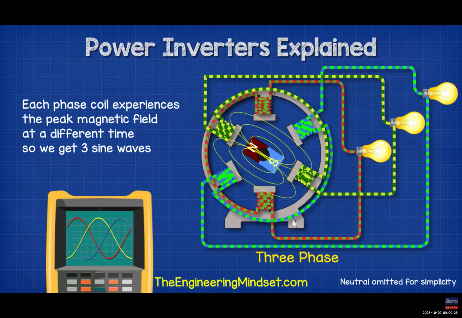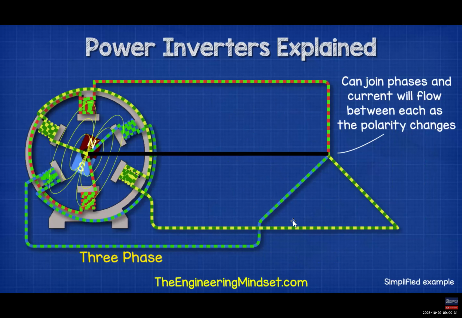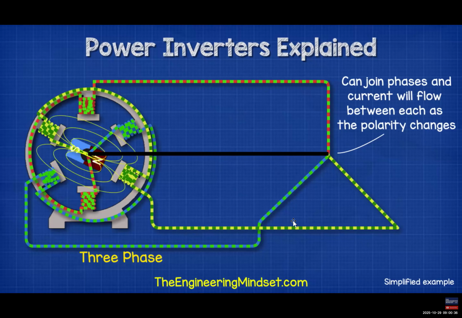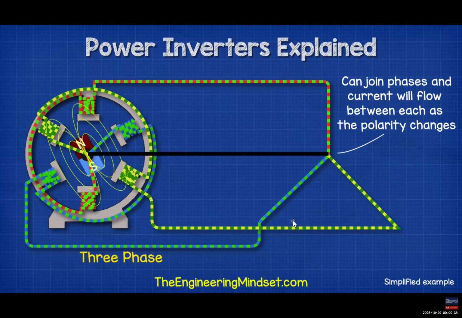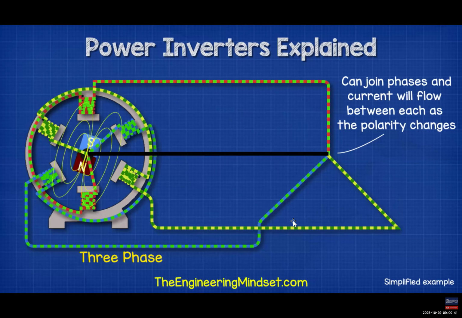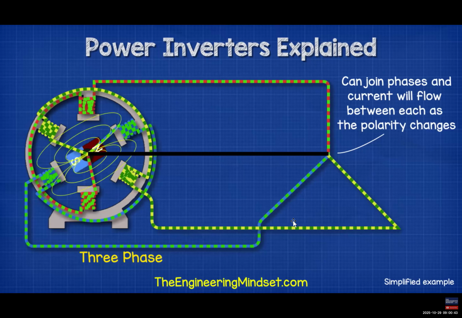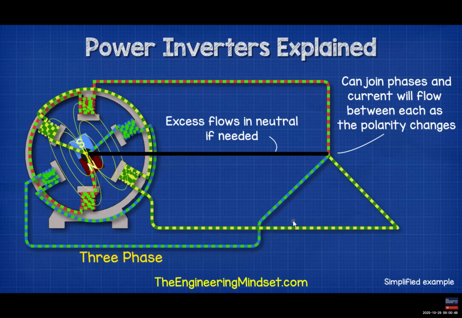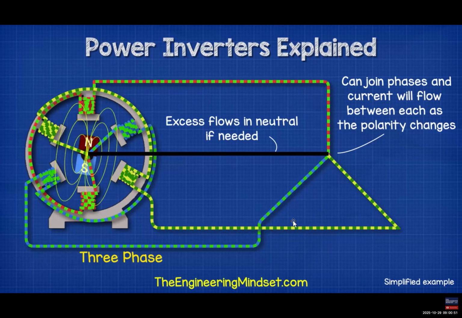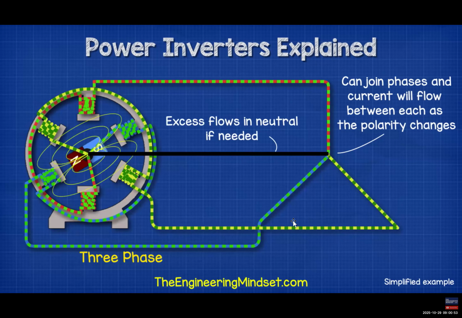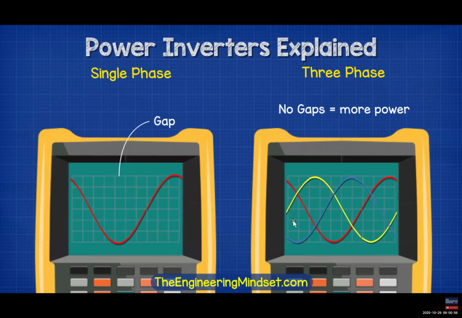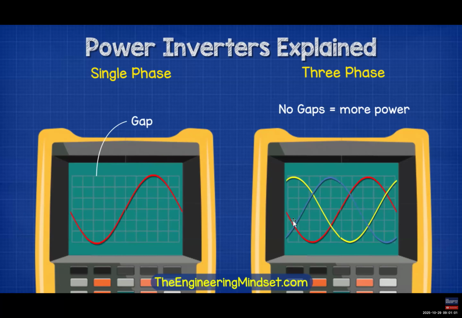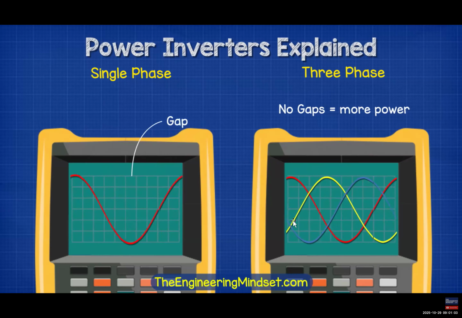Remember, electricity wants to get back to its source in a complete circuit. As the current is flowing forwards and backwards at different times in each of the phases, we can essentially connect the phases together and the current will move between the different phases as the polarity of each phase moves forwards and backwards at different times. Any excess will flow in the neutral back to the source if needed, but that's only if the load on any of the phases is unbalanced. With single phase, we have these large gaps between the peaks, but with three phase, these can be combined to fill in the gaps and therefore deliver more power.